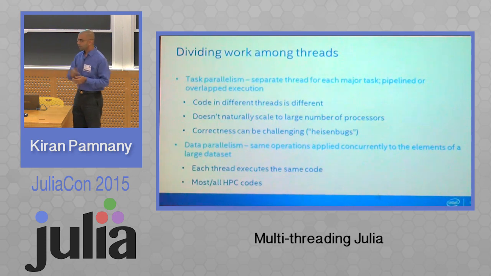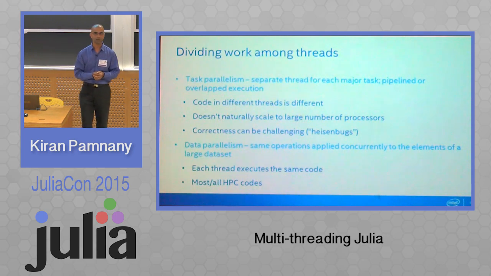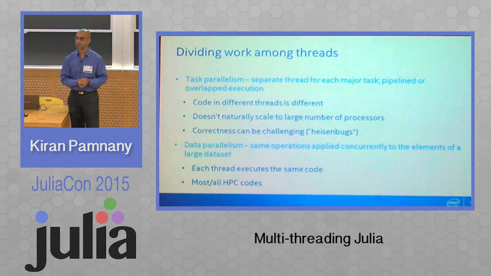The other kind, data parallelism, is essentially where all your threads are running the same code and they're just operating on different parts of data. And this is typically what HPC codes like to do, need to do, right?